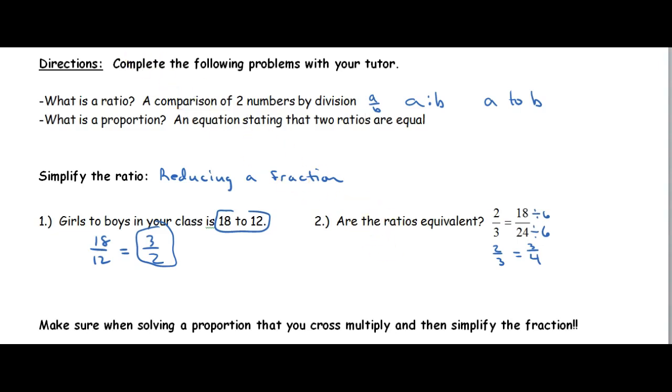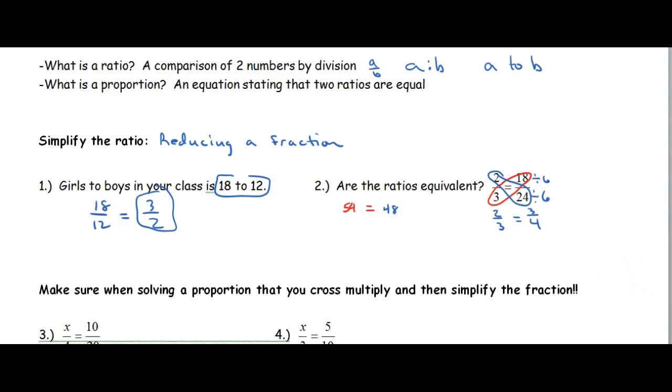No. Another way to determine this is that if two ratios are proportional, you will notice that their cross products are equal. So when we cross multiply and do 18 times 3, we get 51. Does that equal the other cross product, 2 times 24? 2 times 24 is 48. By the way, 18 times 3 is 54, not 51. Sorry about that. So if the cross products are not equal, the ratios are not equivalent.